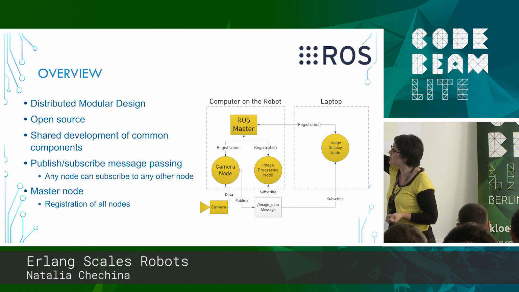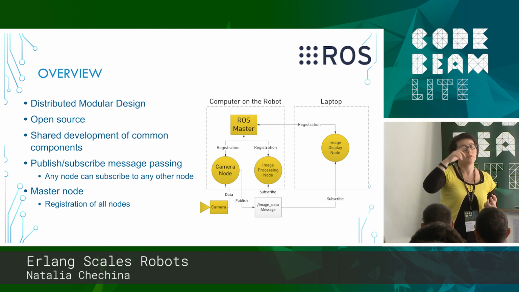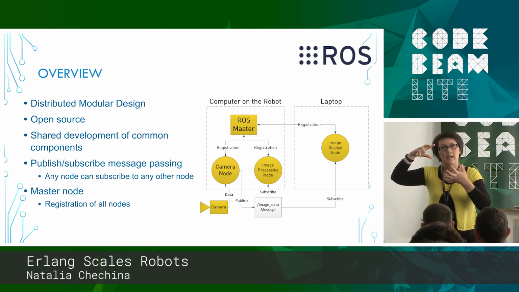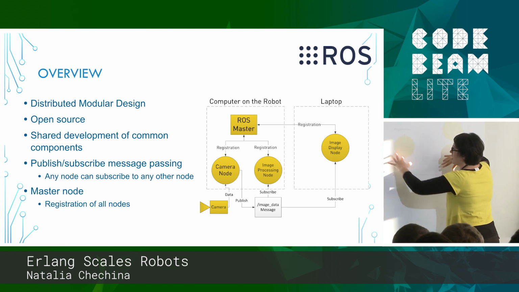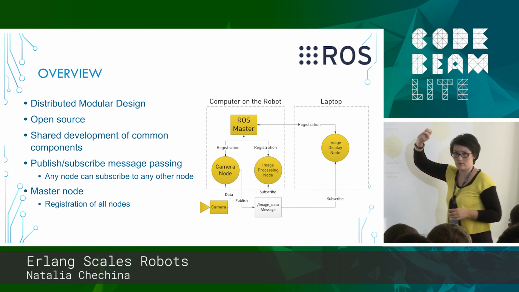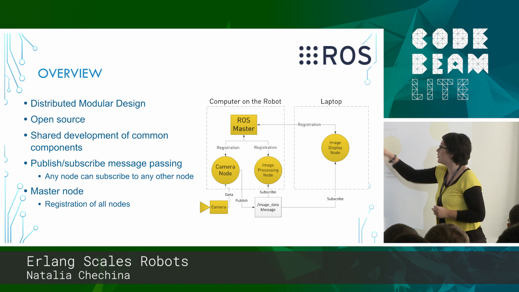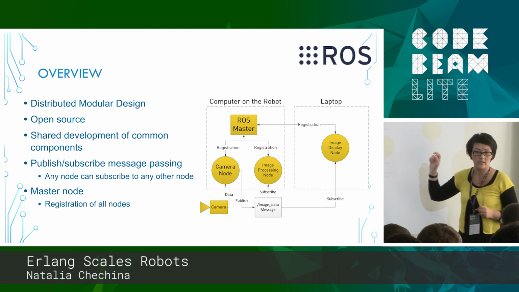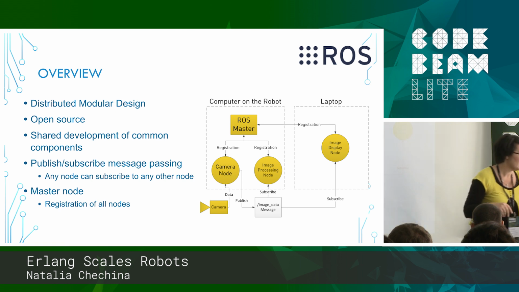And then we have a ROS master node. The interesting thing about this ROS master node is that for ROS nodes to be able to communicate with each other, they need to be registered with the ROS master. But the communication is not via the ROS master. ROS nodes just communicate with each other. But if nodes are not registered, they won't be able to communicate.